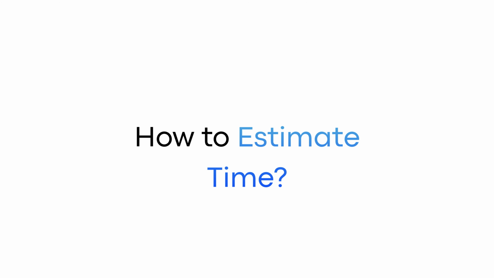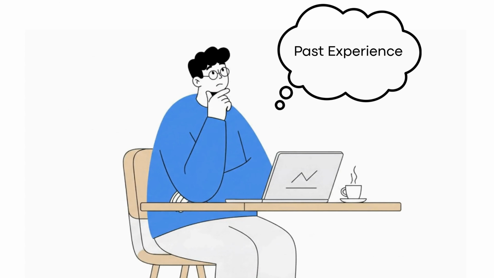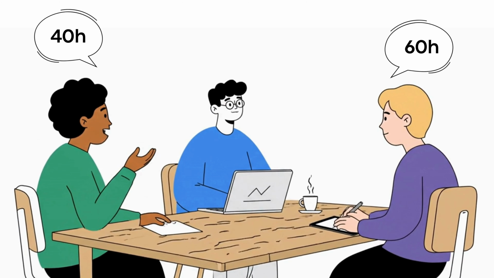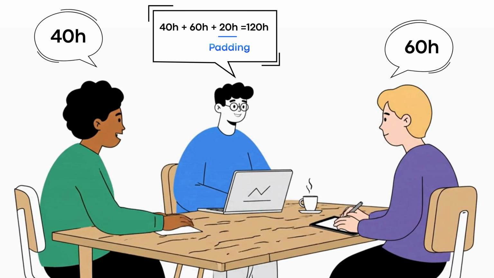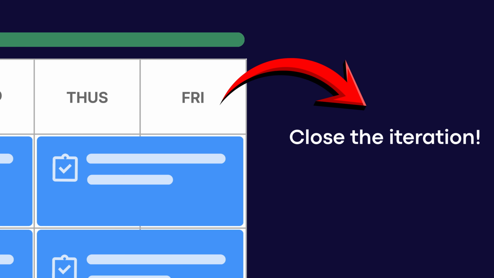How to estimate time. If you're working solo, estimate tasks based on your past experience. If you're working with a team, let each person estimate their own time and then add a bit of padding. Padding is buffer time for unexpected delays. By the end of the week, you close the iteration.